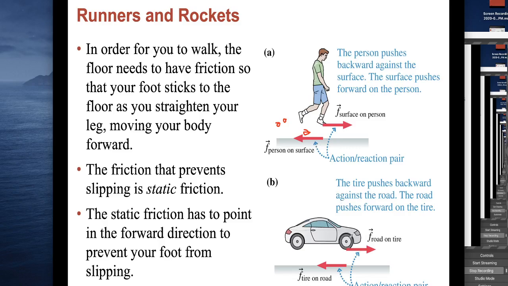And another example is when the car is running on the road, the tire of the car is trying to push the road back. Meanwhile, the surface of the road is pushing the tire forward so that your car is moving forward. That's another pair of action and reaction.